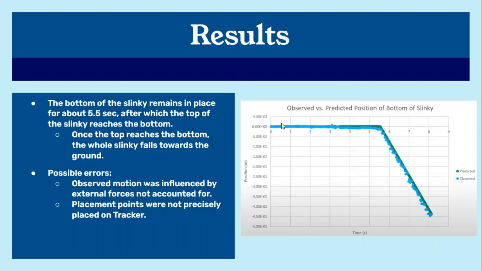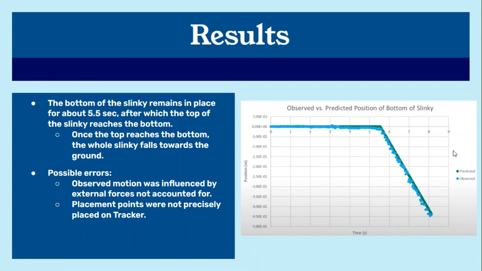The results for this experiment: the bottom of the slinky remains in place for around 5.5 seconds, after which the top of the slinky reaches the bottom. Once the top reaches the bottom, the whole slinky falls towards the ground altogether, which we can see right here. The moment it makes contact right here, the bottom of the slinky then goes to the ground after remaining stationary.